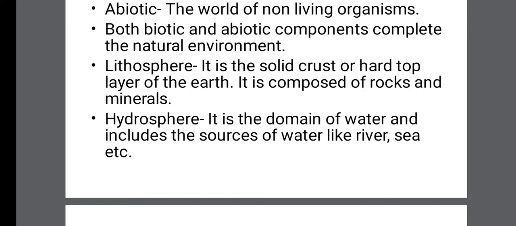Okay, lithosphere. It is the solid crust or hard top layer of Earth. It is composed of rocks and minerals. The layer on which you are living right now, the land on which you are living, is the domain of lithosphere. It also includes the plateaus, the valleys, the desert, and everything that is part of land. Next domain is hydrosphere.